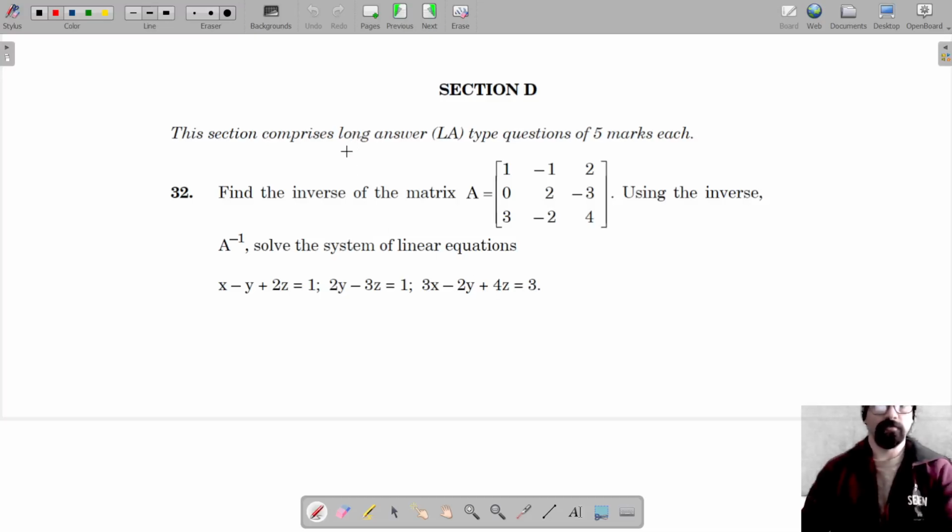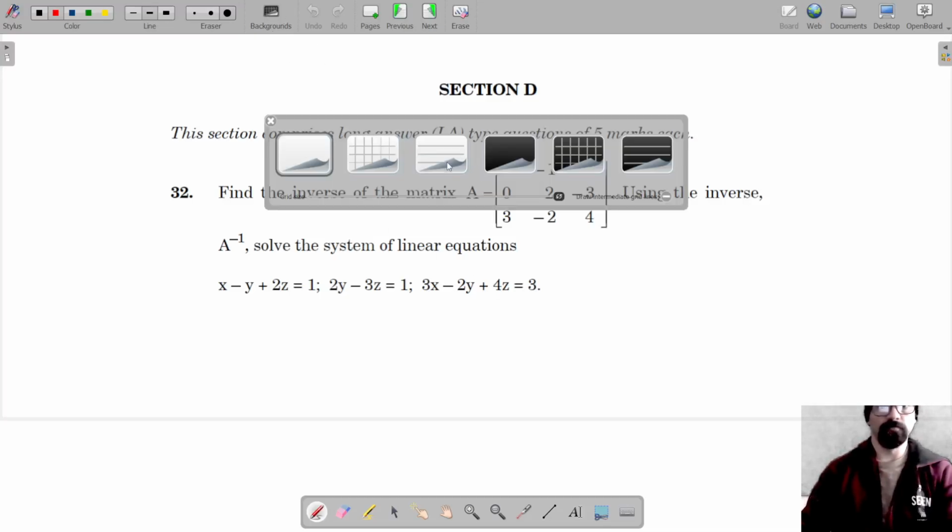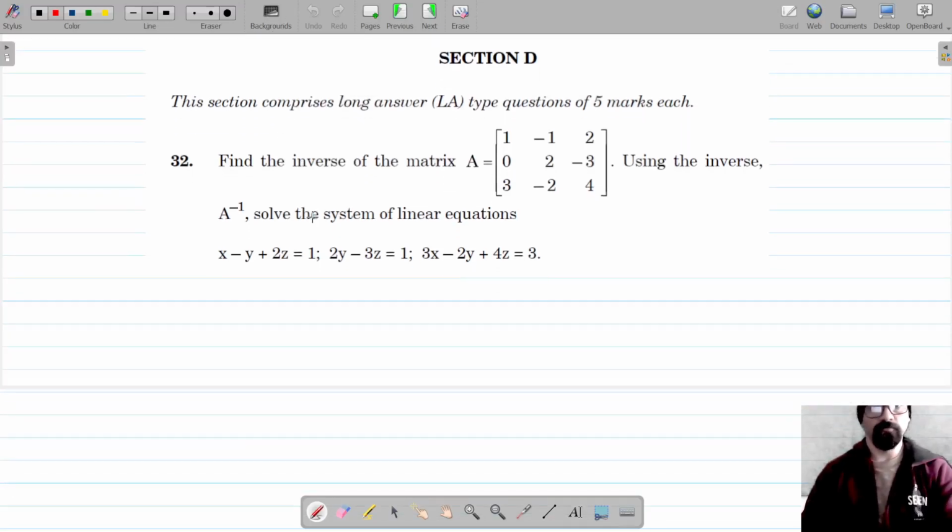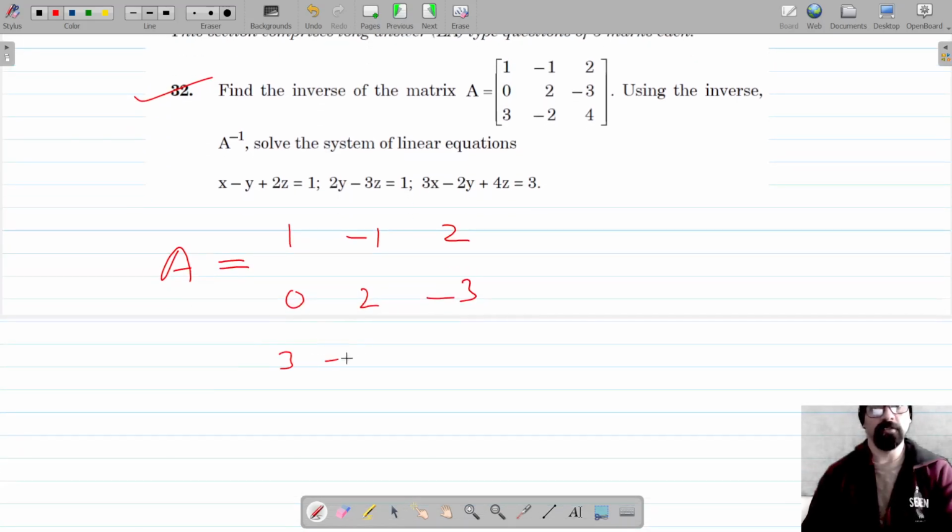Okay, for the next question, which is question number 32, we have to find the inverse of the square matrix A. The square matrix is given as A equals [1, -1, 2; 0, -3, 3 ... ] (rows: 1, -1, 2; 0, 2, -3; 3, -2, 4). So first of all, let's check whether A inverse exists or not.